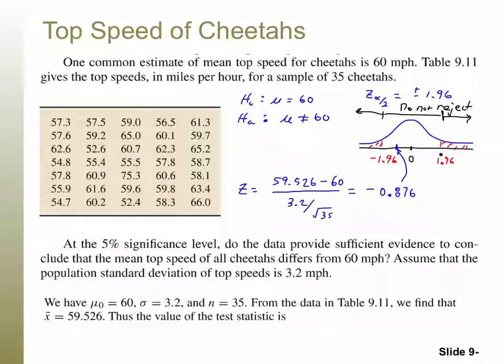So how about getting the critical value, which we're comparing against? The critical value sets up our rejection and non-rejection region. Any questions about that?